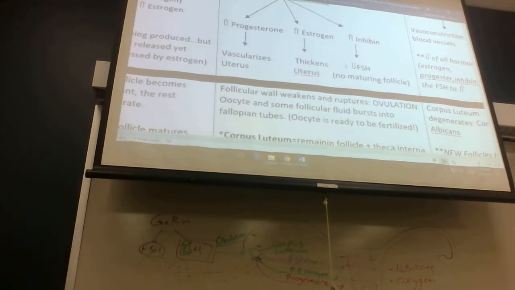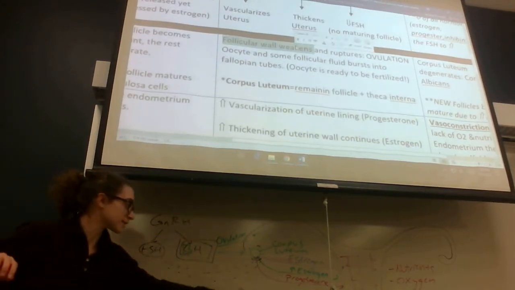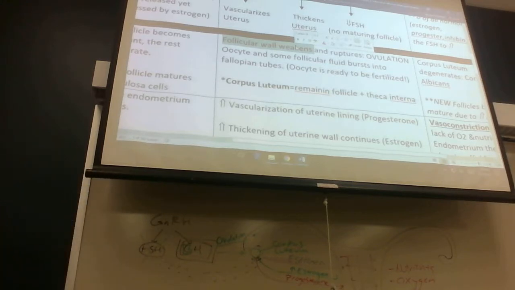So this is fun, okay? The follicular wall weakens. The follicular wall is the wall around it. It weakens and then it ruptures. So we have stuff rupturing inside of us. That's great. That's ovulation.